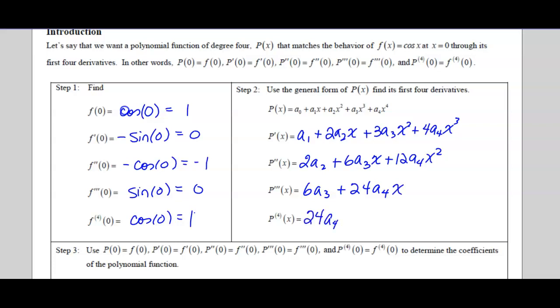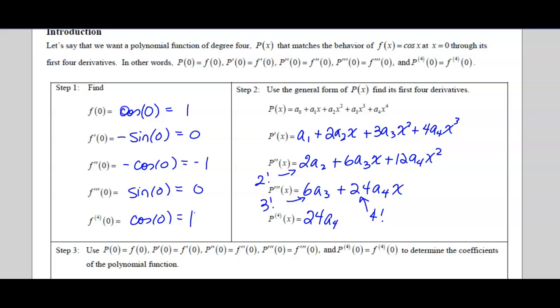You'll notice those coefficients are factorials, right? So each time you take the derivative, just like when we learned about higher derivatives back in Math 31, each time you take a derivative, the exponent becomes a factor. So 24, for example, is 4 factorial. 6 is 3 factorial. 2 is 2 factorial. 1 is 1 factorial.